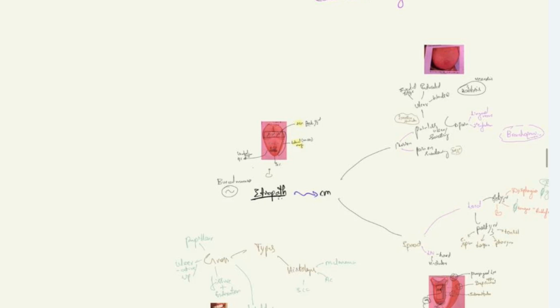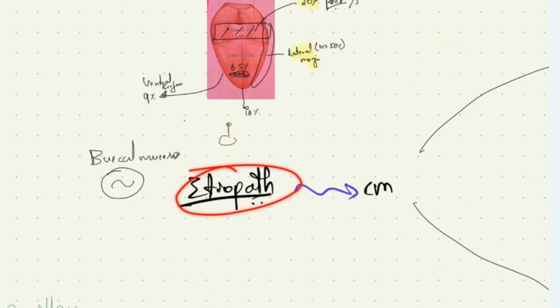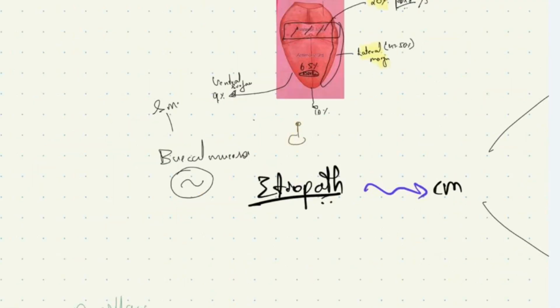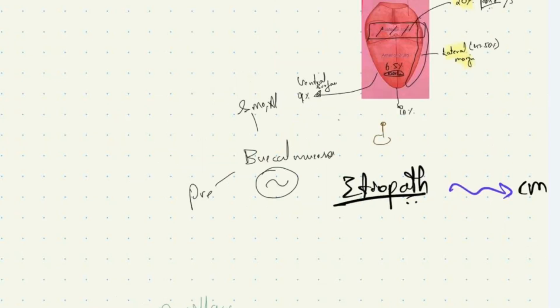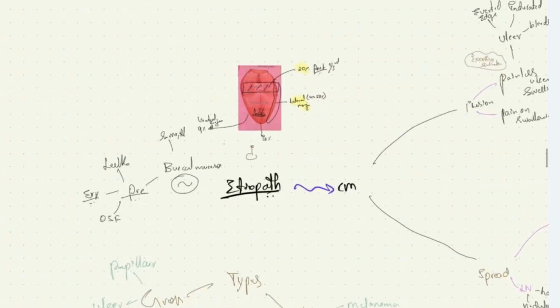What is the etiopathophysiology of this condition? The etiopathophysiology is the same as buccal mucosa carcinoma, that is smoking, alcohol consumption. And also we have other pre-malignant conditions leading to this condition like leukoplakia, erythroplakia, and then we have oral submucosal fibrosis and other pre-malignant conditions leading on to tongue carcinoma.